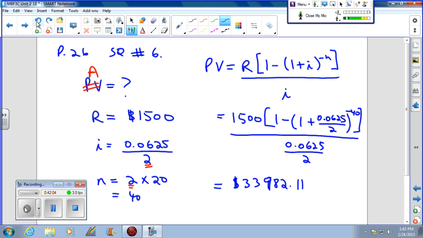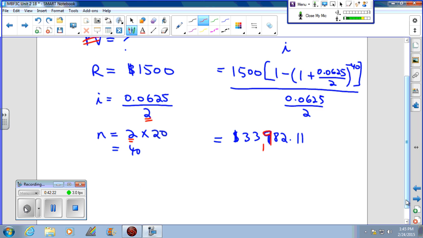Anyway, I'll change colors. There we go. It's a 9. So 33,982. So that's how much she would have to put into the annuity. That seems low to me, but I don't know. I guess that's because it's a fairly high interest rate. I would think that she would have to put a little more in.